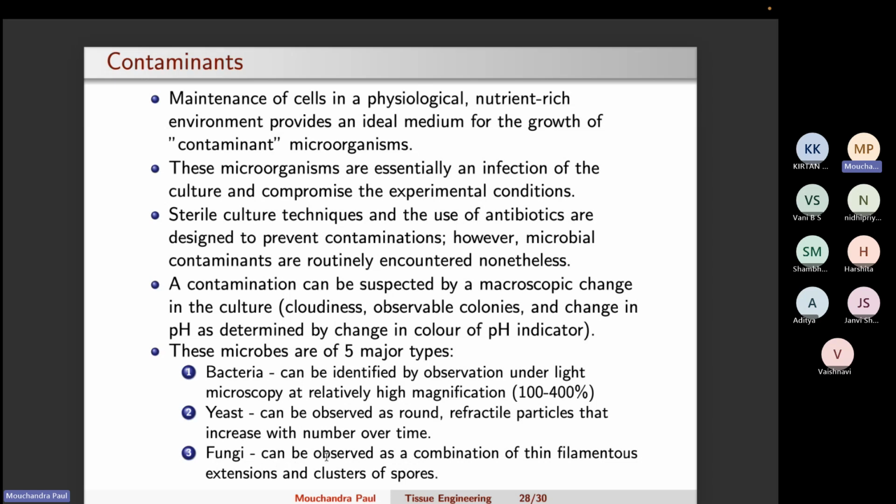Whereas fungi, you can observe this fungal growth as filaments, small, thin filaments growing in your media, or some spores that are growing. So the fungal infections, fungi and yeast, are observable under a microscope, whereas bacteria are very hard to detect.